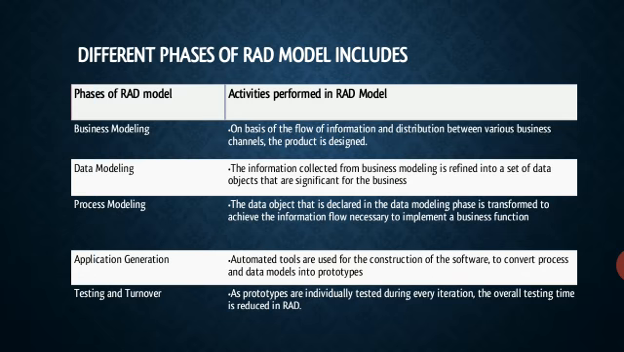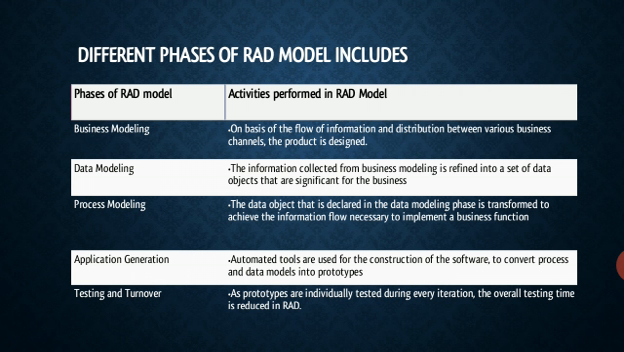Now, let's see the different phases of the RAD model in detail. The first phase is business modeling. Here, the product is designed on the basis of the flow of information and distribution between various business channels. Next phase is data modeling. Here, the information collected from business modeling is refined into a set of data objects that are significant for the business. In process modeling, the data object that is declared in the previous phase is transformed to achieve the information flow necessary to implement a business function.